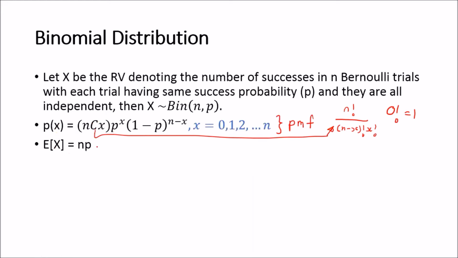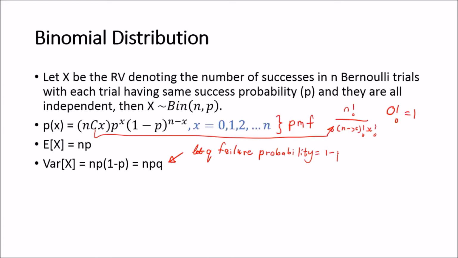Its expected value is n times p. So it's the number of times you flip a coin times the probability of each flip being a success or a head, as we have defined it. The variance of x is np times 1 minus p, but this is also usually denoted as npq. What we usually do is we let q, which is the failure probability, be equal to 1 minus p. And this just simplifies. It means we don't have to write 3 characters when we can just write 1.